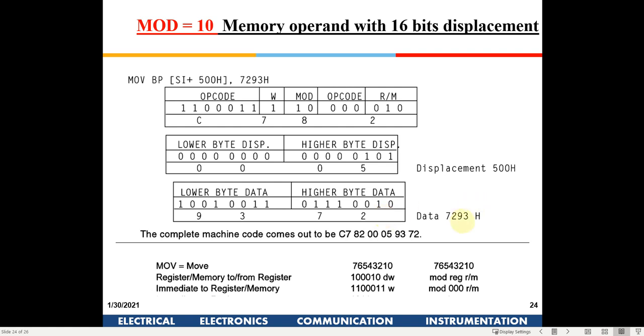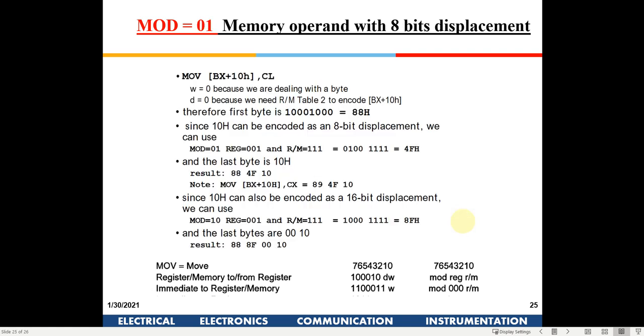Okay, the last example we are going to take is 01. In 01 you have MOV [BX+10H], CL. I have written the code for that. I'll upload this PDF for you, so just try to verify it yourself.